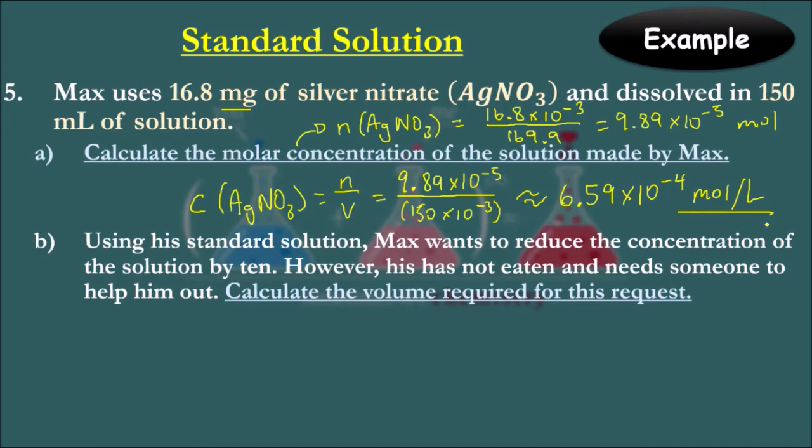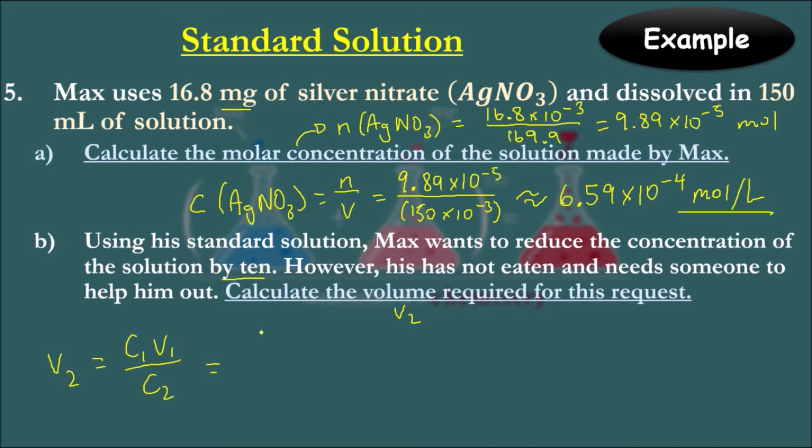Okay, question B. Using his standard solution, Max wants to reduce the concentration of the solution by 10. However, he has not eaten and needs someone to help him out. So we want to help Max calculate the volume required for this particular request. It could be Max hasn't had his chicken wings, maybe he hasn't gone to his shared tea, who knows. But what we want to find is volume, so that's volume 2. Okay, so rearrange the equation: C1 V1 over C2.